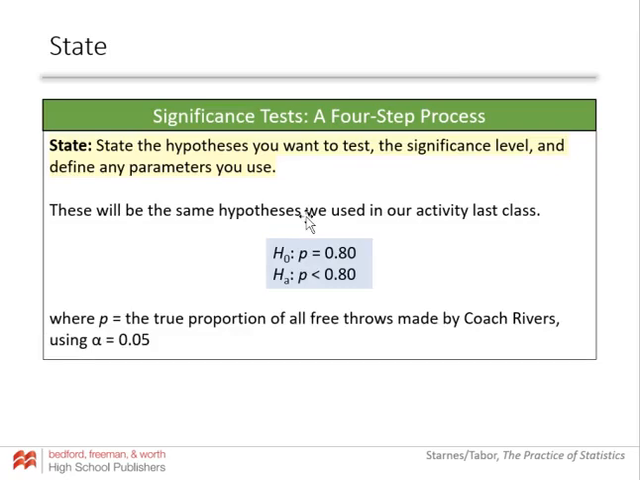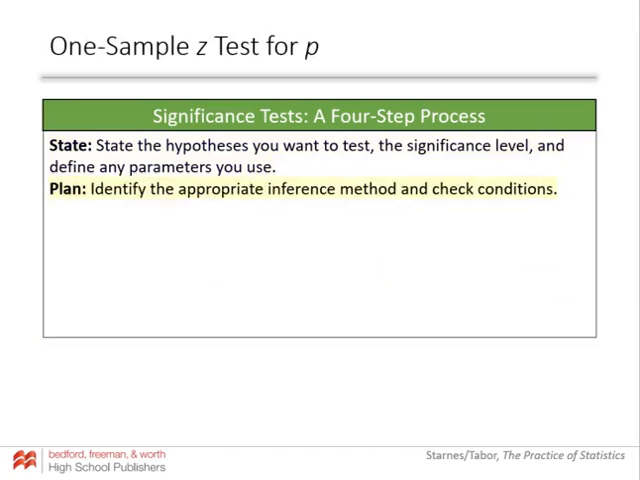So it's going to be the same hypotheses that we used last time. So our null hypothesis is that P is equal to 0.8, and our alternative is that P is less than 0.8. And then we define our parameter. P is the true proportion of all free throws made by Coach Rivers, and our significance level is going to be alpha equals 0.05.